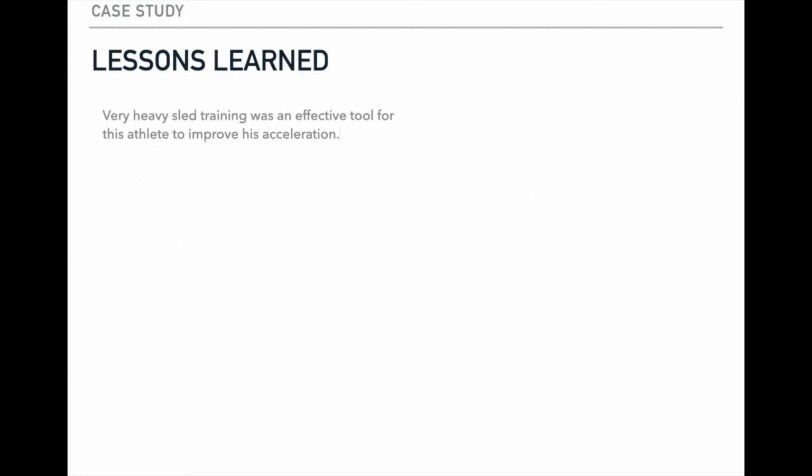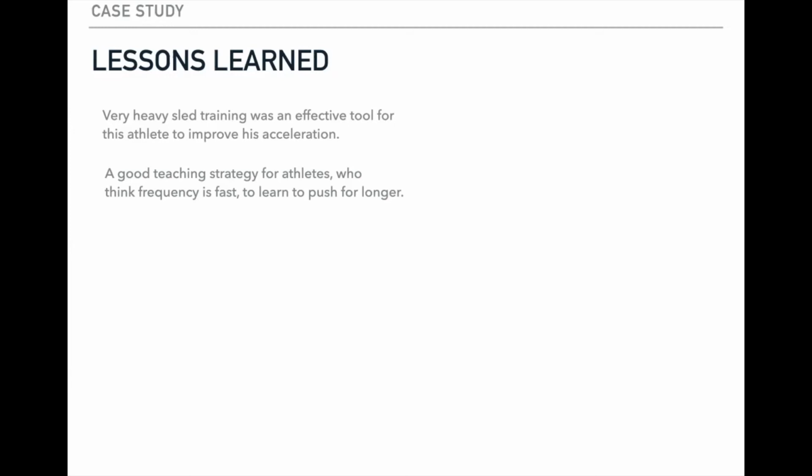What lessons did we learn? So we learned that for this athlete, it was an effective tool to improve his acceleration. As much as there was a physical stimulus, I think for this guy, it turned out to be a really good teaching strategy for him, for someone who interpreted frequency as being fast. It taught him how to push for longer and to get a feel for that with the sled was much better than just us simply cueing him.